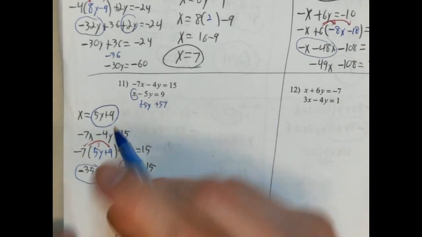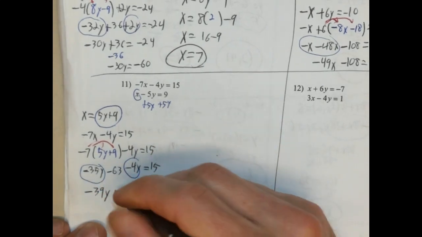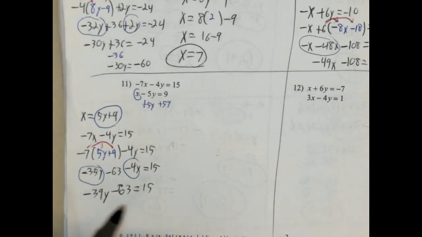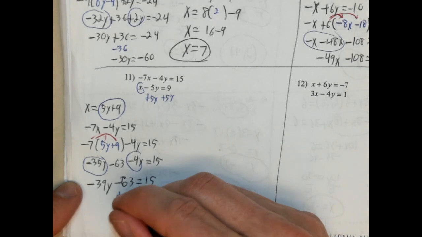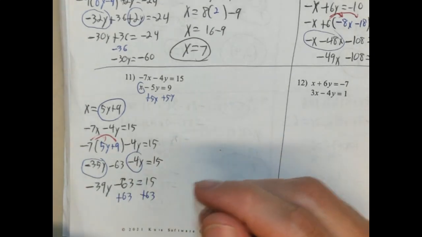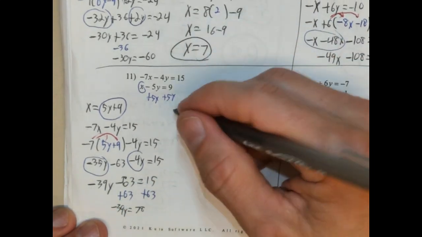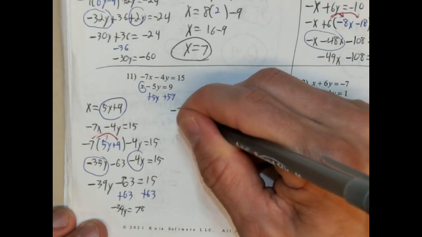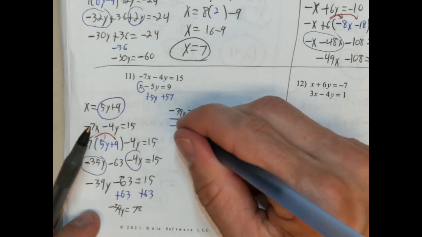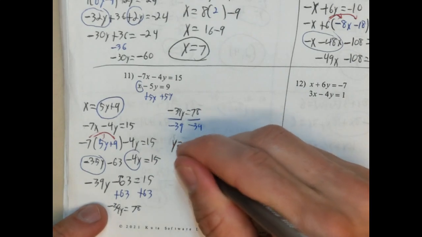So we have to combine like terms. So negative 35y minus 4y is negative 39y. Minus 63 equals 15. Let's get rid of our constants. So we're going to add 63 to both sides. So that's going to give us, what, 78? Yeah. Negative 39y equals 78. I'm going to rewrite that over here so we have more space. So negative 39y equals 78. We're going to divide both sides by our coefficient, which in this case is negative 39. And y will be equal to negative 2.